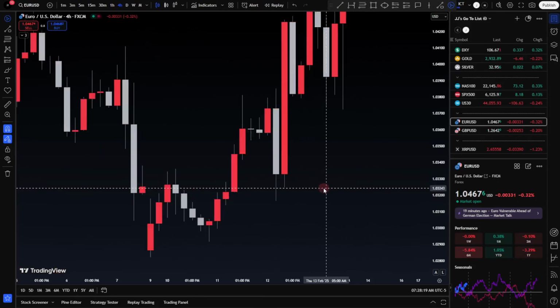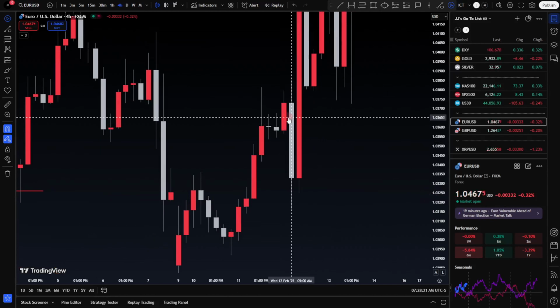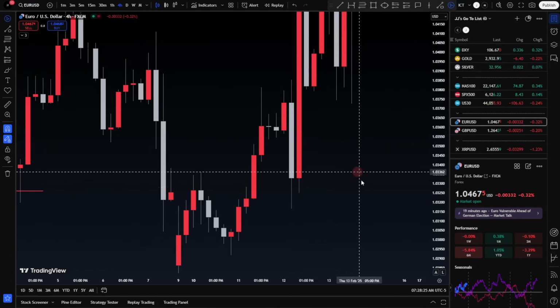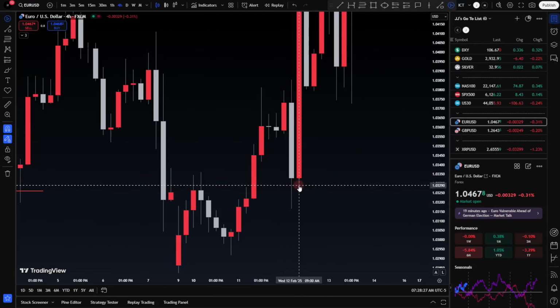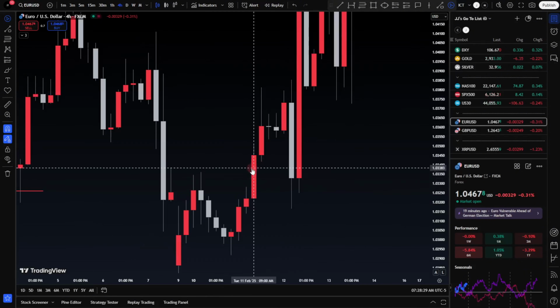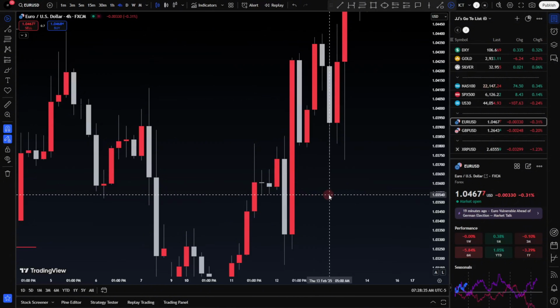Then we have one. I think this is some economic event. No, this is at 5 a.m. That is no economic event. But price came down into this fair value gap here. That could have been an entry, or that could have been to add on to your positions and push price higher. And did it go higher? Sure did.